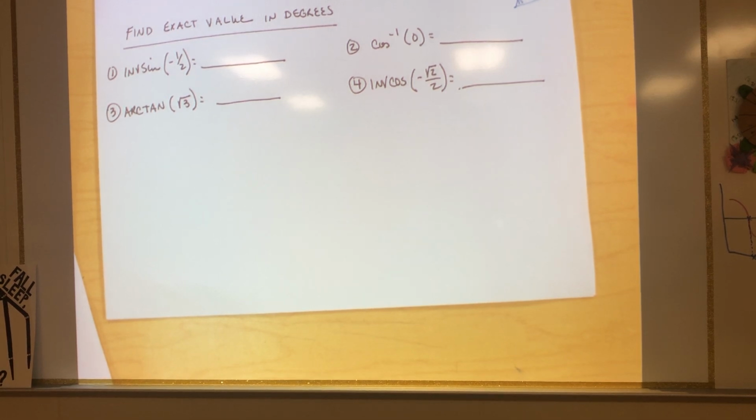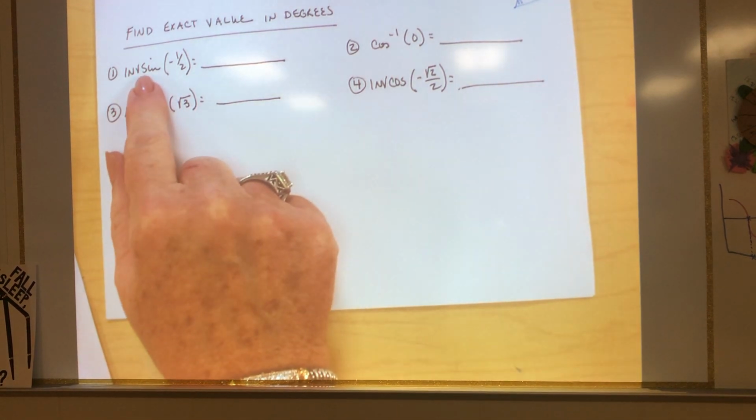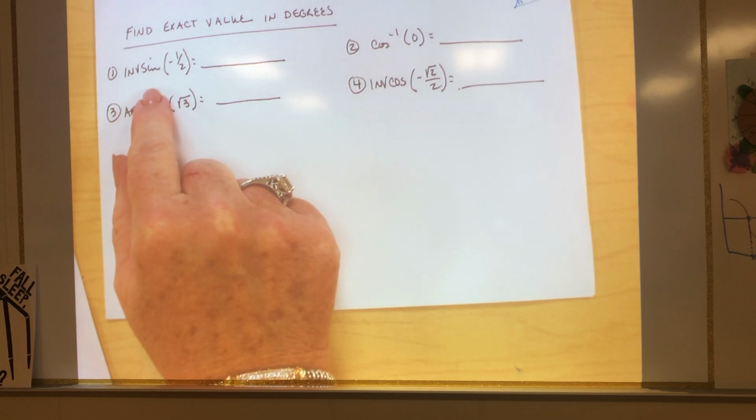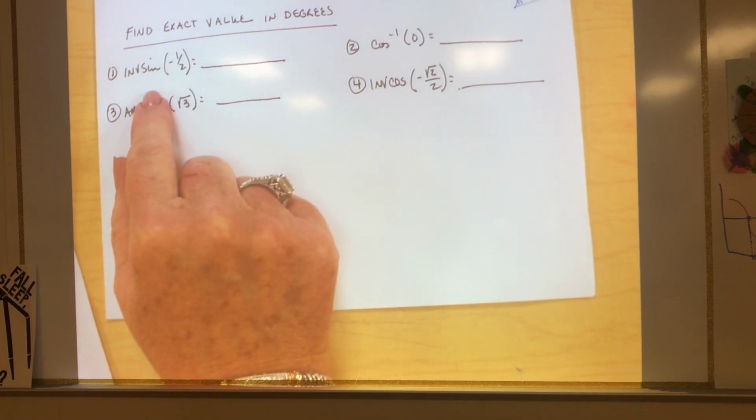All right, so here we go. All I'm doing is this. Inverse sine is restricted to quadrants 1 and 4. It's positive in 1 and negative in 4. If it's negative, what do I do to it? Slap a negative on it, people. That's all you've got to do.